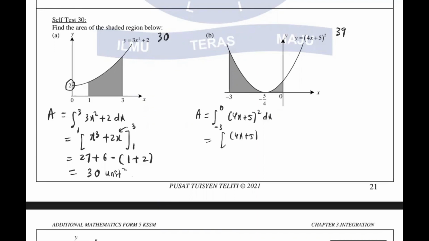So we copy the bracket, increase the power by 1, 3, divide by 3. Now, when you differentiate 4x, remember to differentiate inside the bracket as a 4. Yeah, divide it. Lower limit is minus 3, upper limit 0. So this is 1 over 12. Let's put 0 inside. You get 0 plus 5, power 3. Now, if you put negative 3 inside here, you get negative 12 plus 5, power 3.